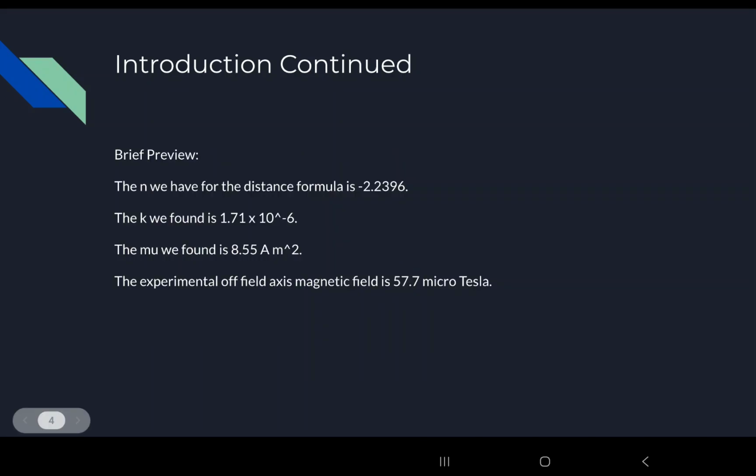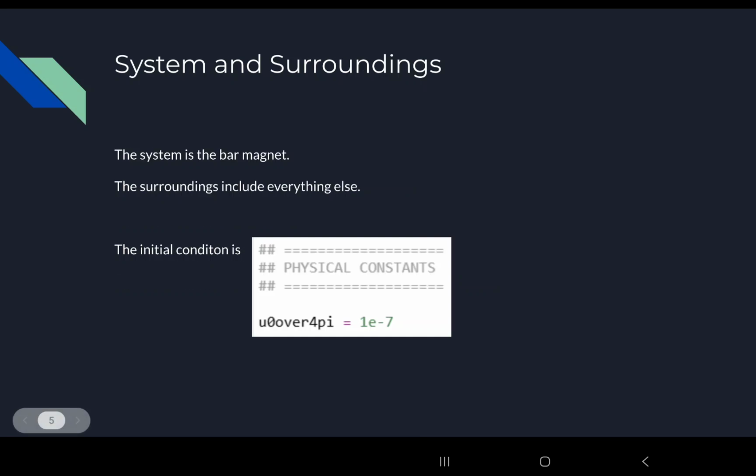For a brief preview of our results, we found the n for the distance formula to be -2.2396, and the k for the distance formula to be roughly 1.71 times 10 to the -6. Our mu we found to be 8.55 A times m squared, and for our experimental off-axis magnetic field magnitude, we found it to be roughly 57.7 microteslas.